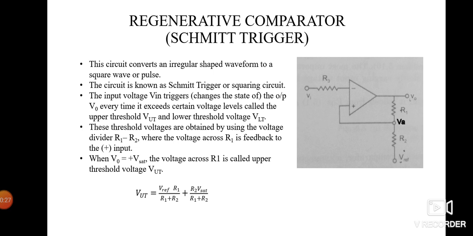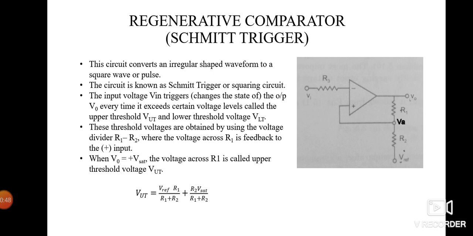The circuit converts an irregular shaped waveform to a square wave or pulse. The circuit is otherwise said to be a Schmitt trigger or squaring circuit.